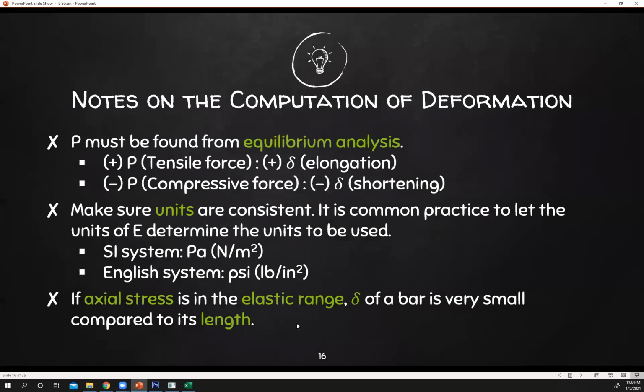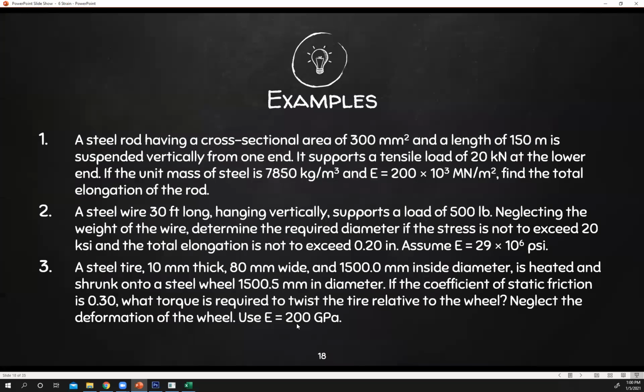Number 2. A steel wire 30 feet long hanging vertically supports a load of 500 pounds. Neglecting the weight of the wire, determine the required diameter if the stress is not to exceed 20 KSI and the total elongation is not to exceed 0.20 inches. Assume E is equal to 29 times 10 raised to 6 PSI.